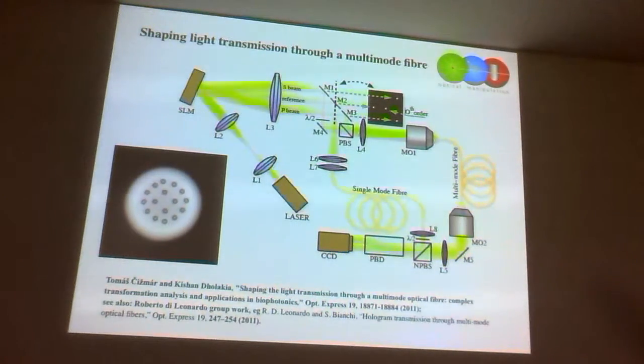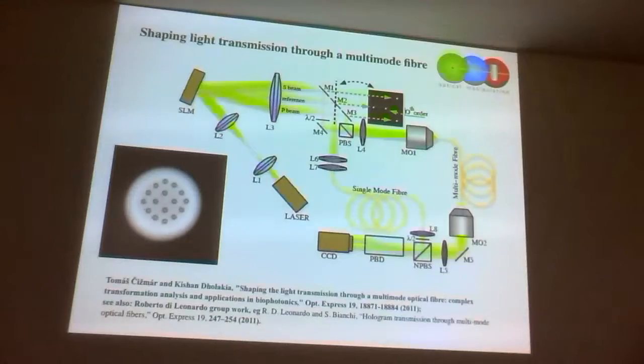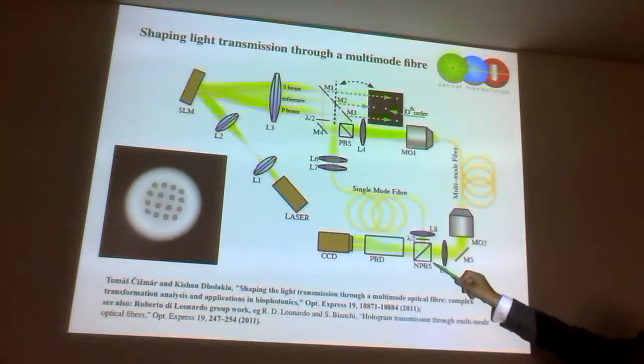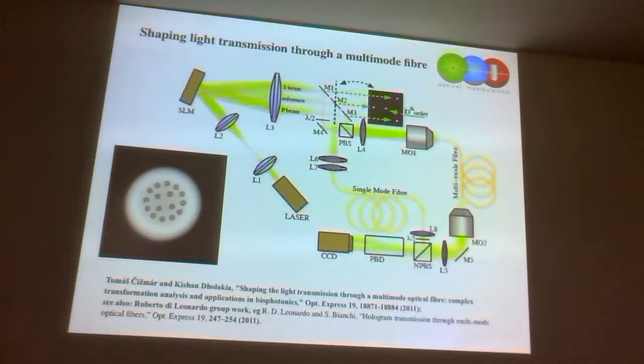And then what we do is we have three beams there. The middle beam is the reference. And then we interfere an S and a P. Why do we do that? Because we need to get both polarizations, both parts, to fully characterize the matrix. There's my multi-mode fiber. And then we characterize it at the sample plane. And then we know the matrix.